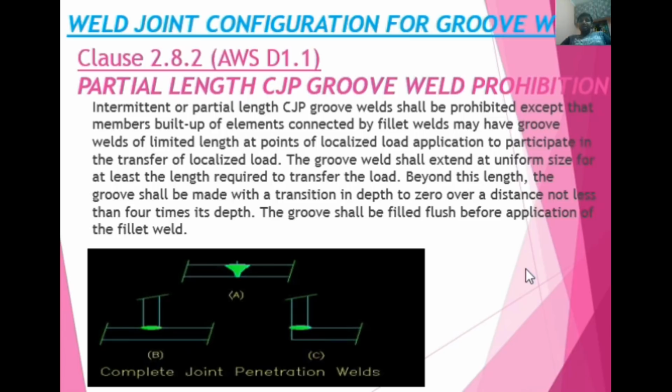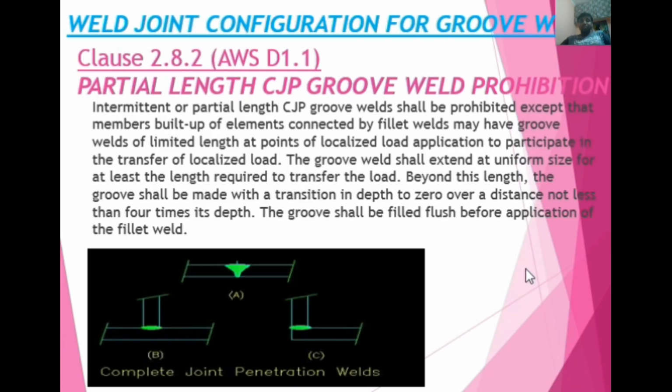So, weld joint configuration for groove weld. There is a groove weld there. I already told you the CJP and the PJP. I am discussing the main topics here. All topics I didn't go through. What are the prohibitions? What are the main things? In AWS D1.1, I am discussing here.